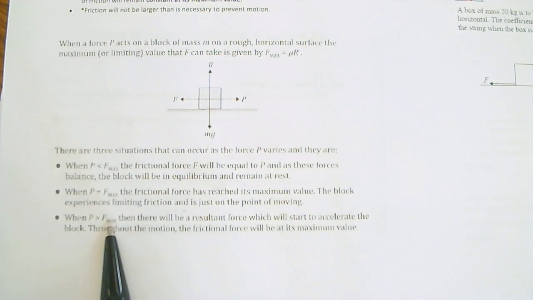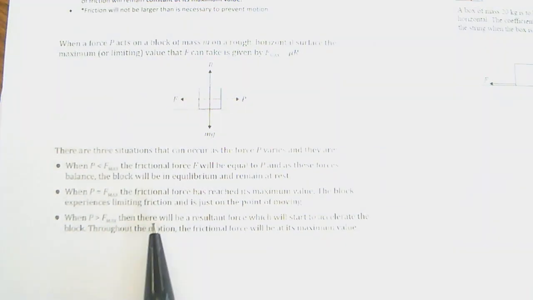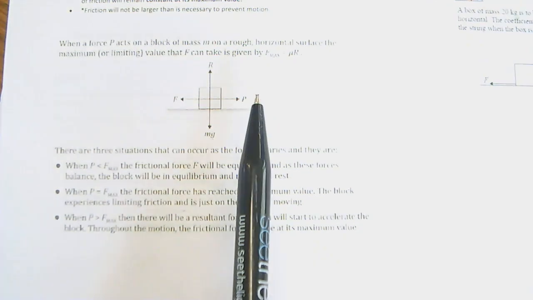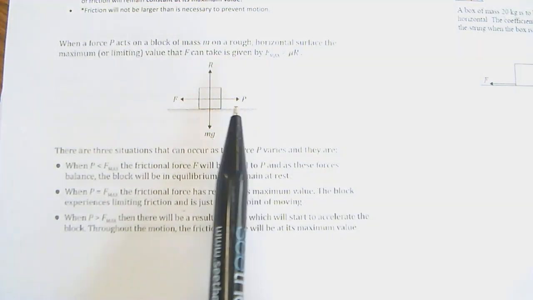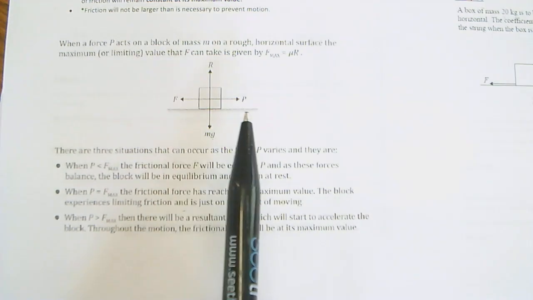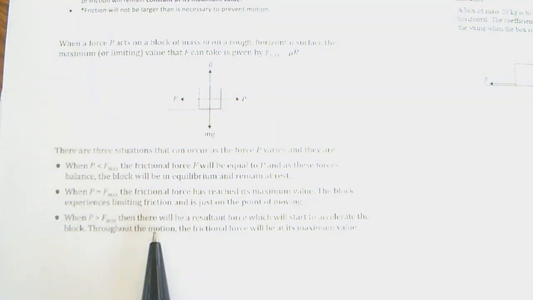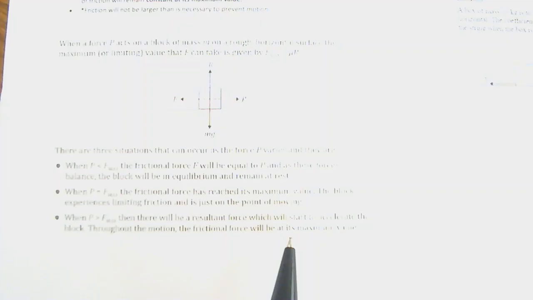If P is greater than friction, there will be a resultant force which will start to accelerate the block. So if P is bigger than friction, say P is 50 and friction is only 30, it's going to start moving and it'll be accelerating. Friction will stay at its maximum value.